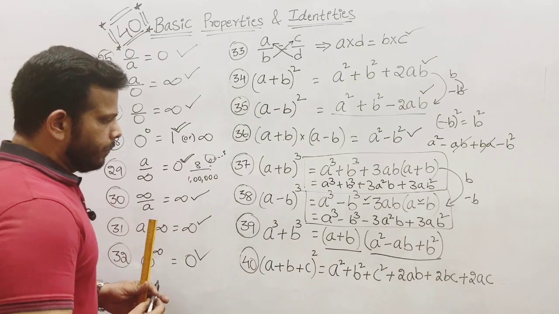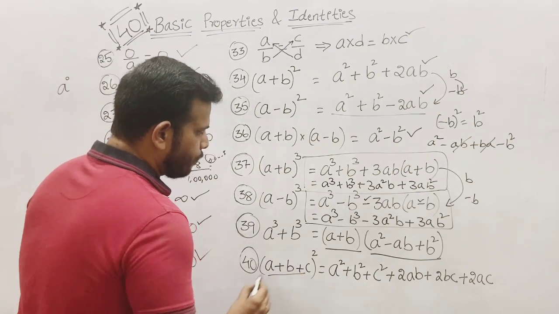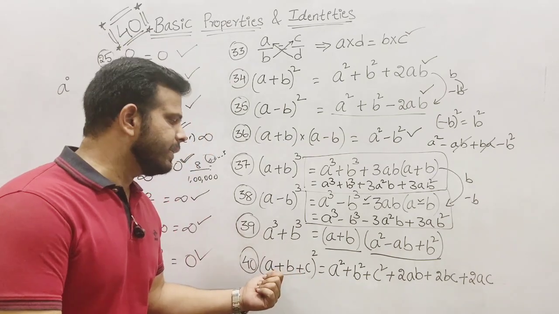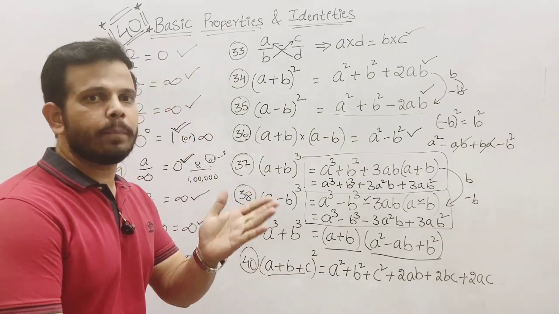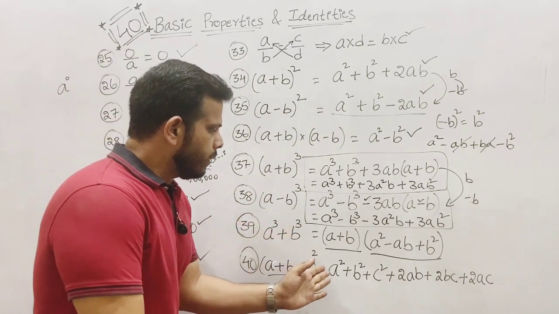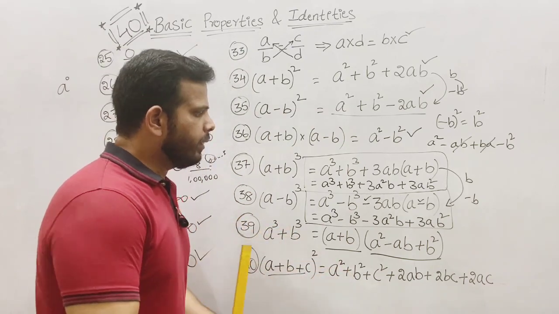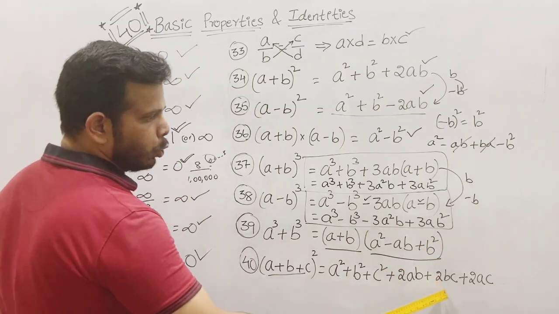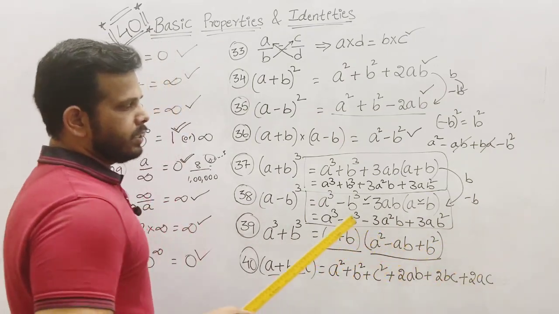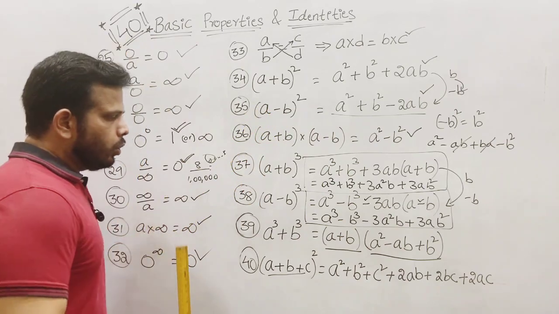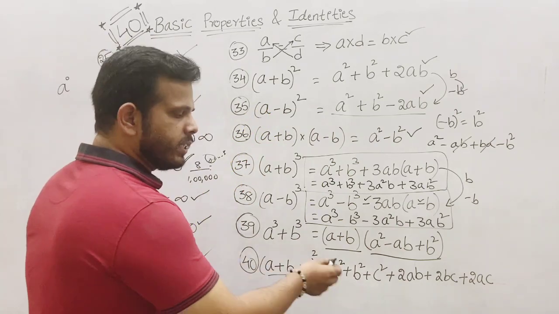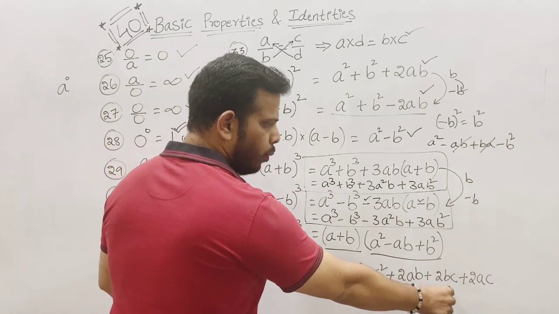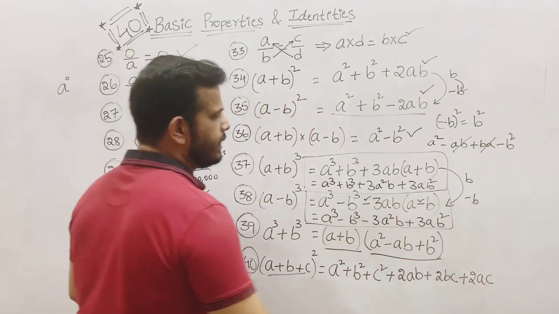Okay. Next, the last formula is A plus B plus C whole square. Sometimes you will see this formula as X plus Y plus Z whole square. So A square plus B square plus C square plus 2AB plus 2BC plus 2AC. Okay, so if it is XYZ also, X square plus Y square plus Z square plus 2XY, 2YZ, 2ZX.